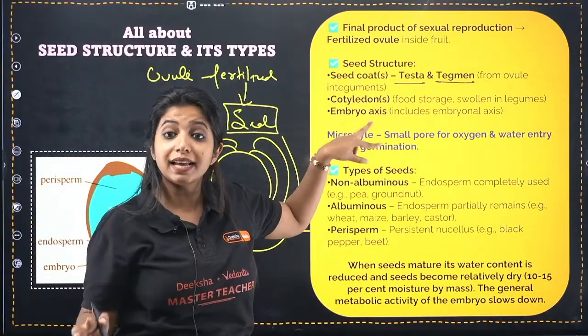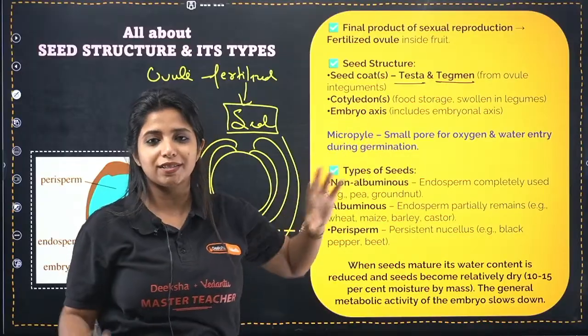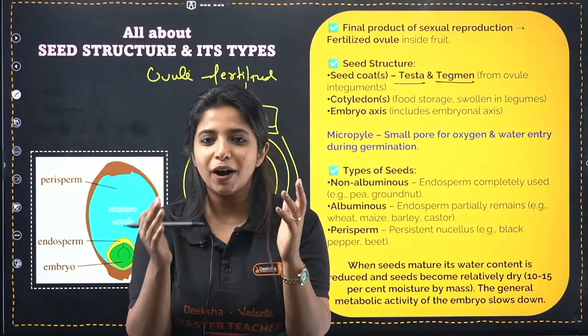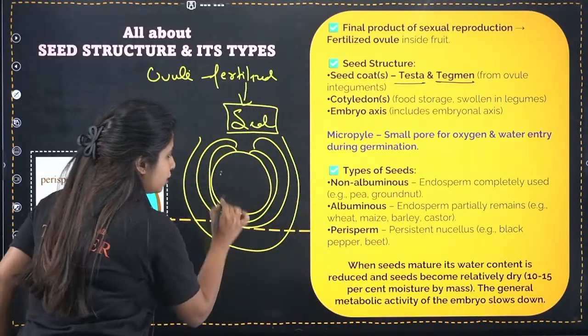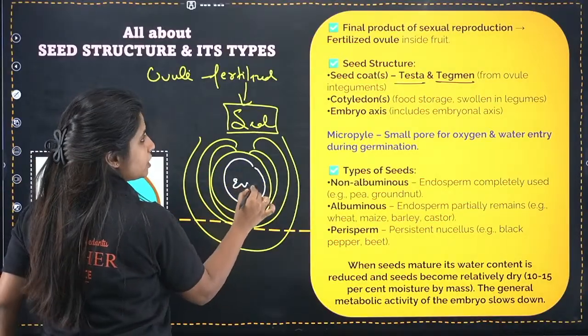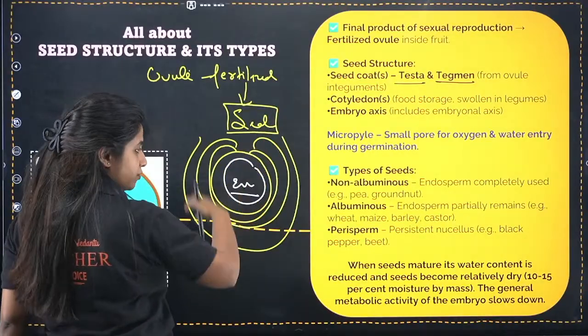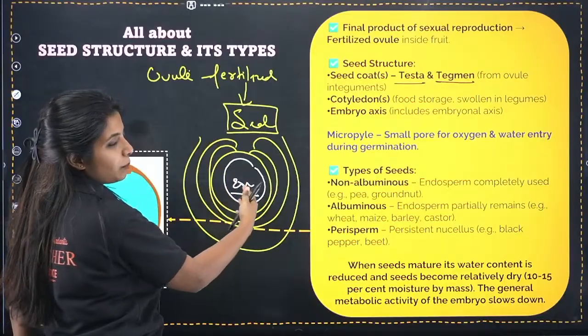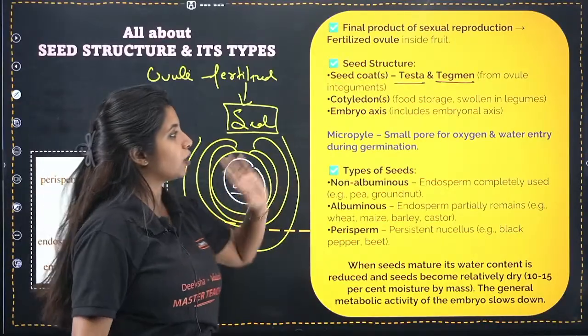So the seed coat is one thing. The next thing that you have is what? Cotyledon and embryonal axis. The cotyledon and embryonal axis are a part of what? Of the embryo, but your seed has the embryo, right? Your seed has the embryo being formed over here, which is why we say that the seed structure consists of the seed coat, the parts of the embryo, that is the cotyledon, and also the embryonal axis.